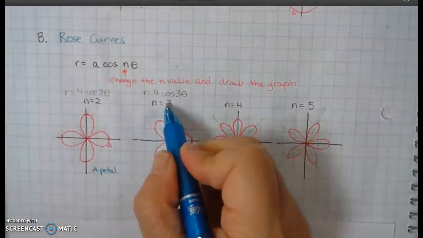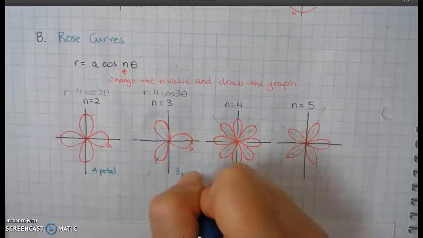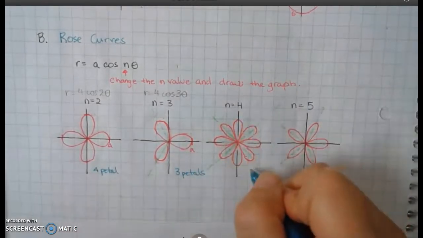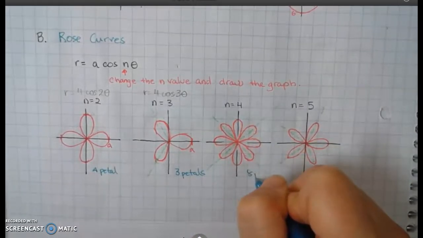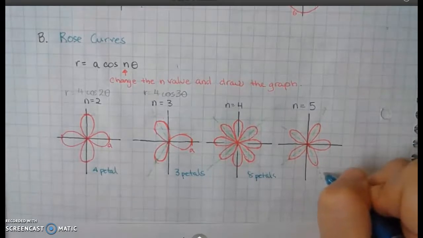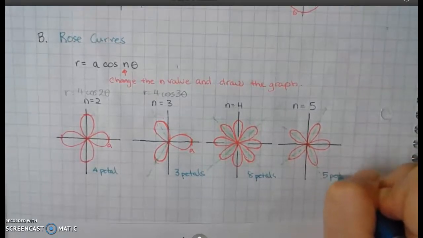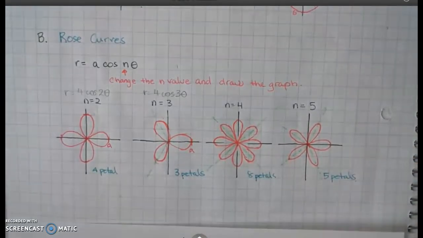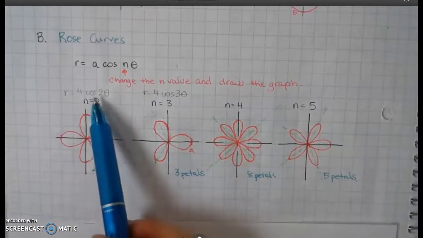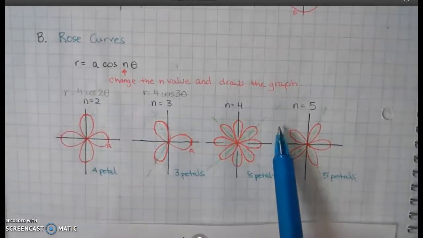When n was equal to 3, I had 3 petals. And when n is equal to 4, I had 8 petals. And when n is equal to 5, I had 5 petals. Okay, so do you see a pattern in this? Well, it seems to make a difference whether we have an even number for n or odd, right?